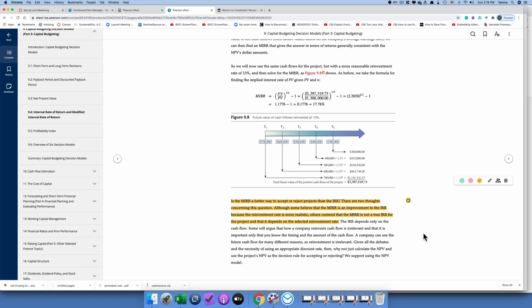Some people would say that the modified IRR is an improvement because the reinvestment rate is more realistic, but others would say that it's not actually internal. It's not internal to the project, because it depends on an external reinvestment rate. So, your book says we support using the NPV model. My finance professors during my MBA program said we support using the NPV model.